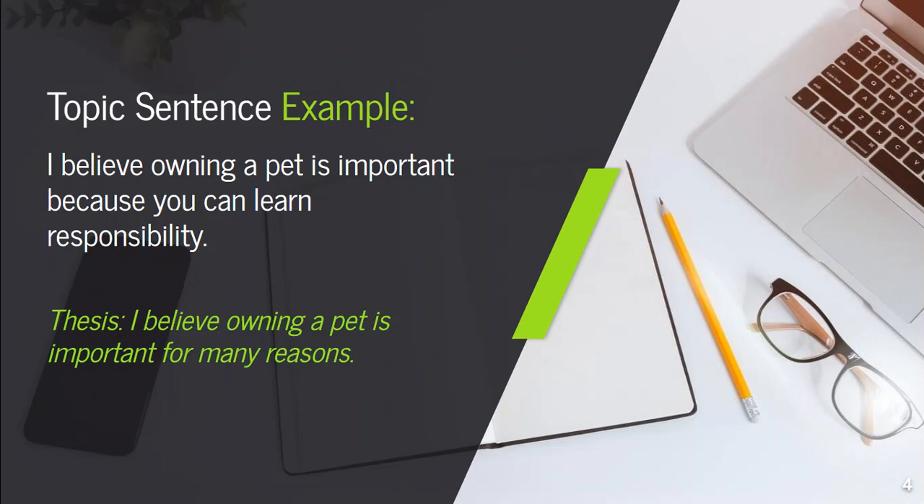Let's take a look at a topic sentence example. The overall thesis statement for this essay is, I believe owning a pet is important for many reasons. And so the topic sentence might be, I believe owning a pet is important because you can learn responsibility. That first claim is that you can learn responsibility. So that's probably what I wrote in my graphic organizer, and now I've combined that claim or that reason with the front branch of my thesis statement.